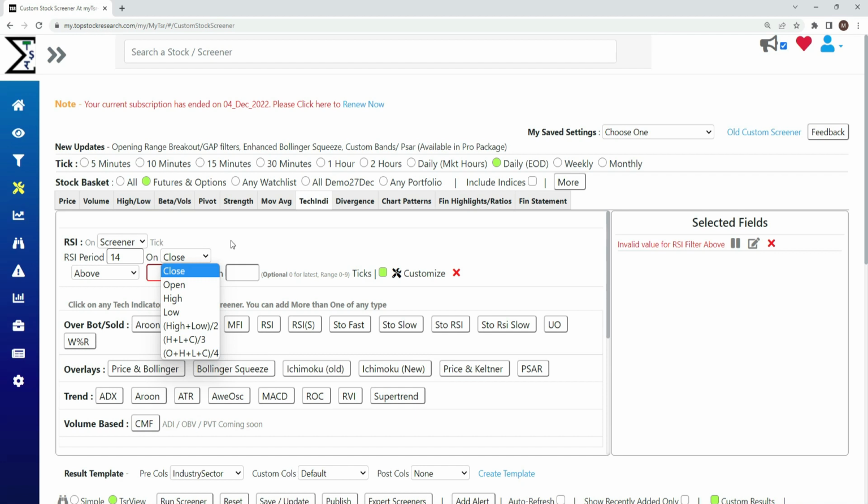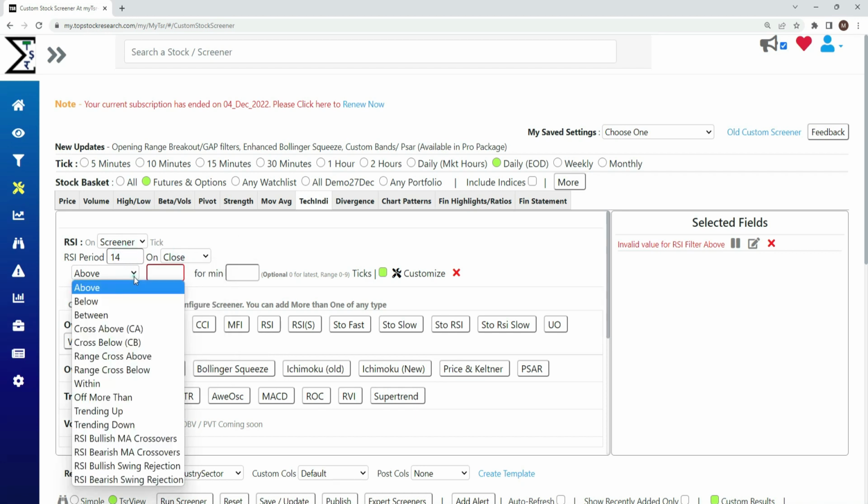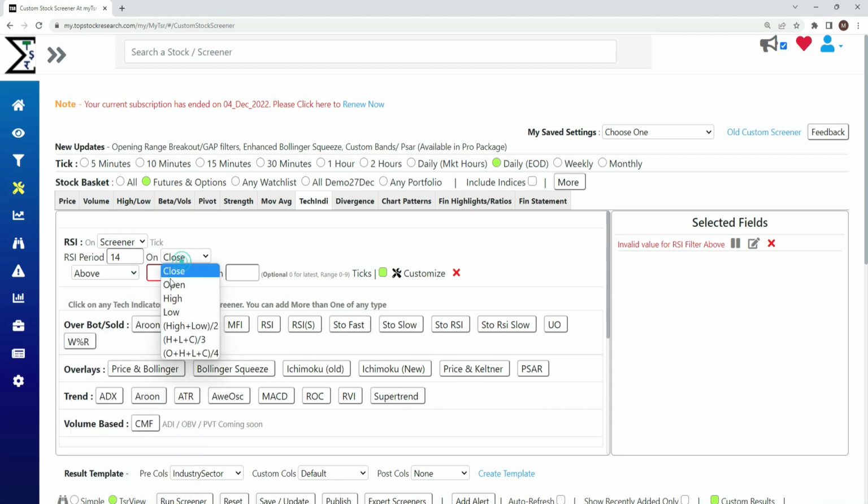Similarly, even smoother are high low close by 3 and OHLC by 4, right? So these are certain additional settings that you can use in the system. Apart from all these things, over here also you have settings like above 70 for 5 days, 10 days, right? So you have a lot of different settings which you can use for your research.